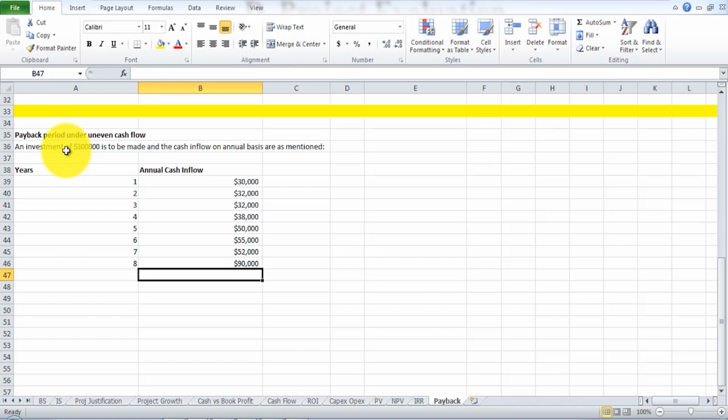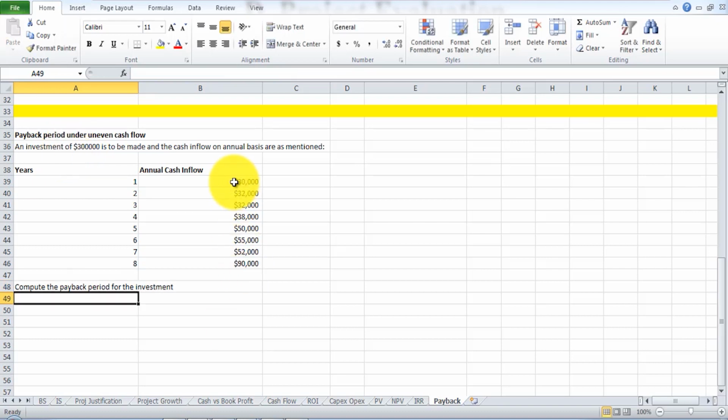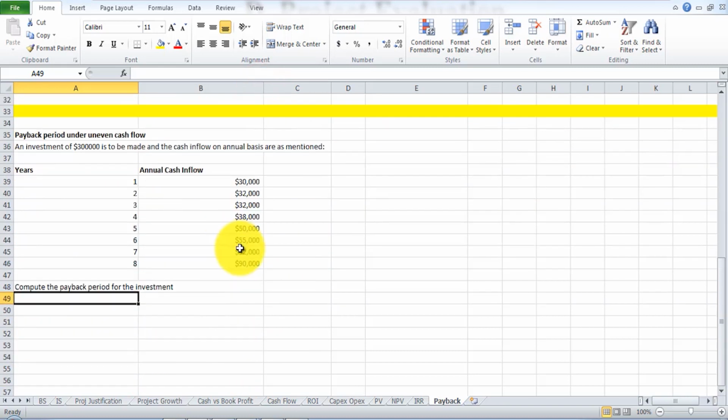So now we've got to compute the payback period over here. In this case, compute the payback period for the investment. Because there's an uneven cash flow on an annual basis, we cannot use the payback period formula as we have been using till now, which is the total investment for the project divided by the net annual cash inflow. What we can do is use the cumulative cash inflow approach over here.